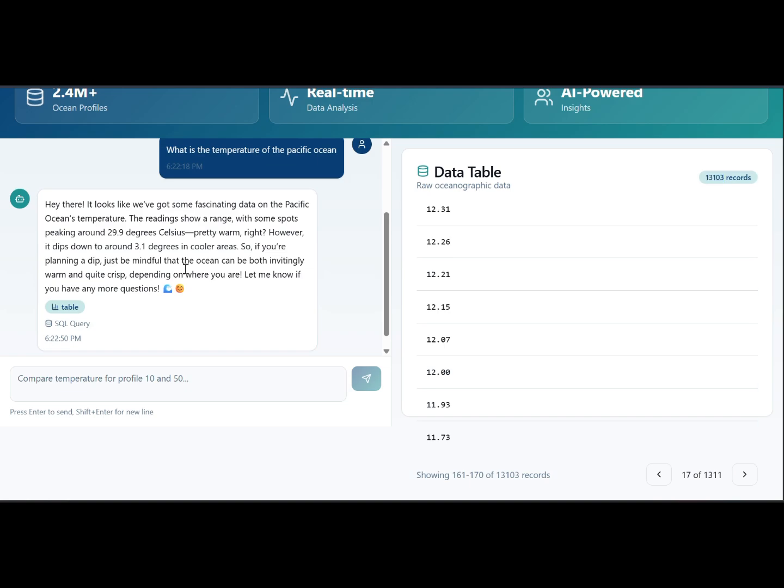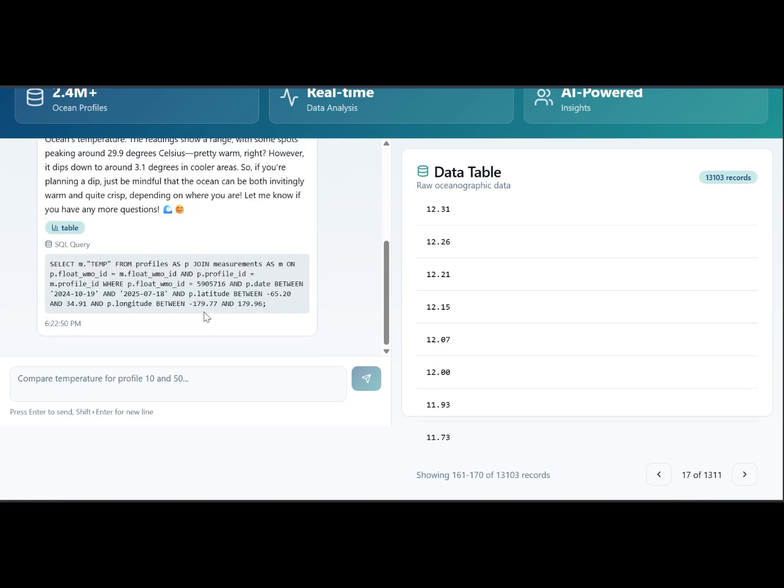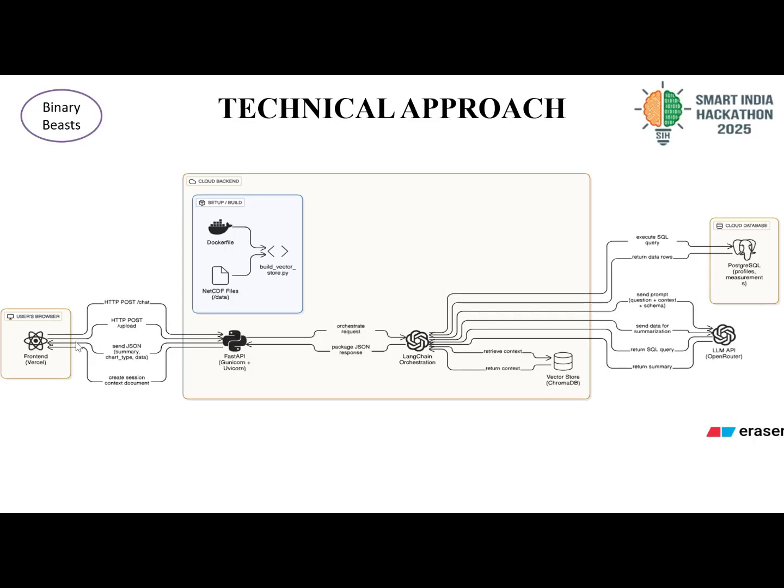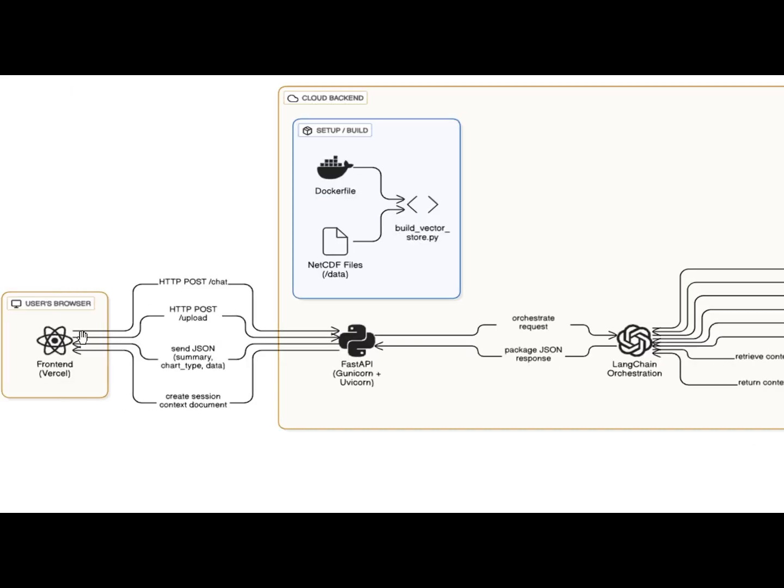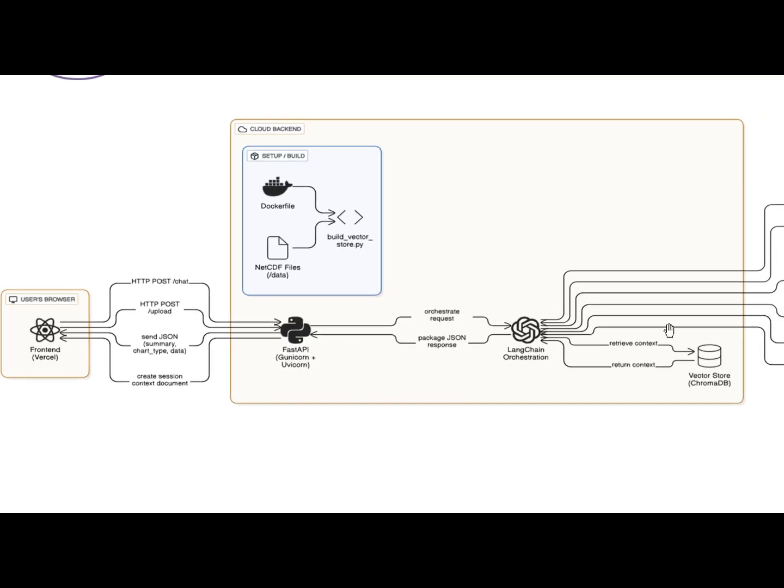In the next screen, let's see what the system architecture looks like. This diagram shows the complete architecture of our FloatChat application. It's a modern cloud-native system built in 3 distinct layers: the front end where the user interacts, our cloud backend, which is the brain, and the data layer, which holds the memory.